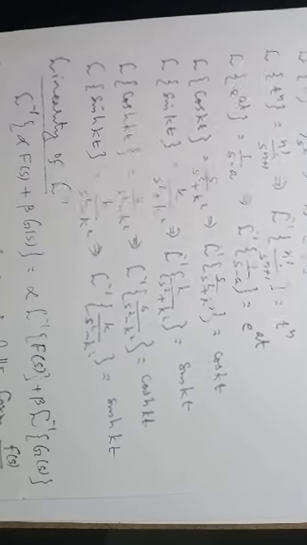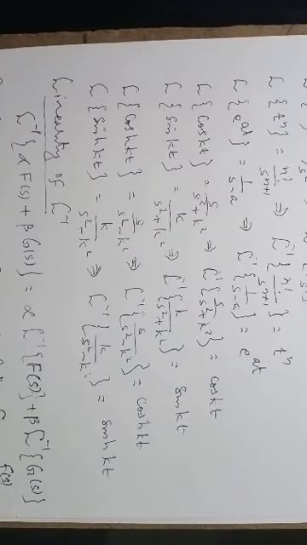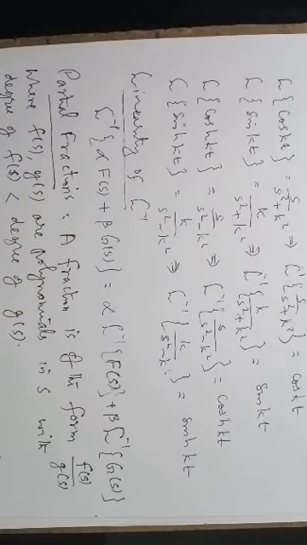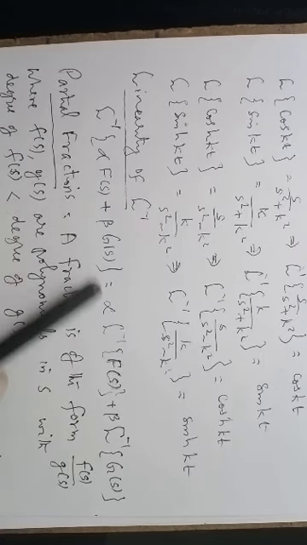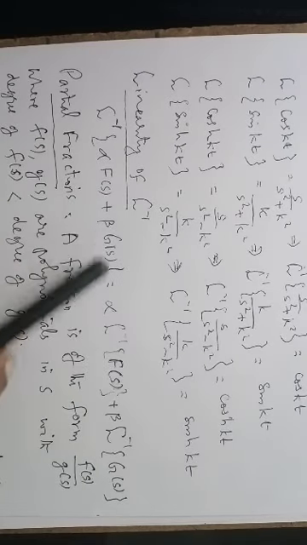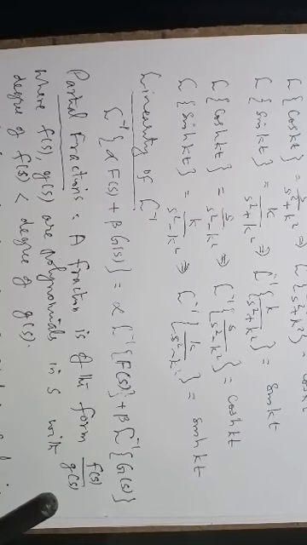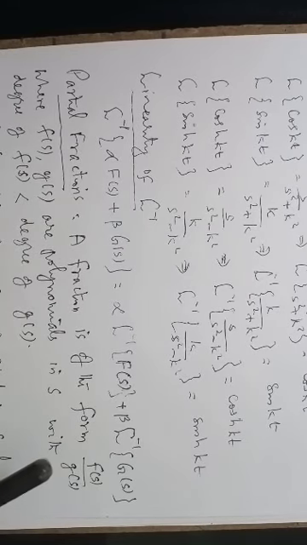And actually, we find the inverse Laplace transform of a function of s, and the answer is a function of t. And the inverse Laplace transform is linear also. L inverse of alpha into F(s) plus beta into G(s) equals alpha, a constant that can be taken outside, into L inverse of F(s) plus beta into L inverse of G(s). Next, we have some problems.